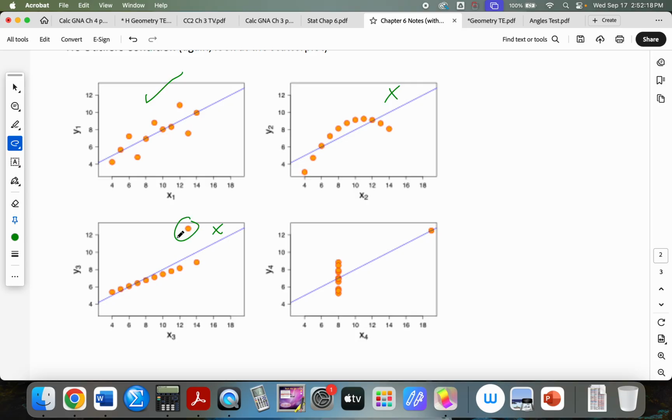What would happen if I removed this point? What do you think would happen to the slope? It would align more closely with the dots. Yes, but what would happen to the slope of that line? It would decrease.